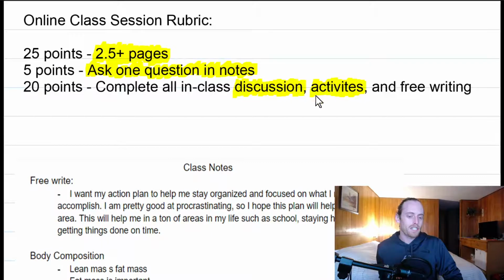Make sure you complete those in your notebooks, right? When we get to nutrition, we're going to be looking up different labels and stuff, and make sure you complete those activities in your notes. Otherwise, you will lose points if I don't see those. And then we're also going to be doing some free writing.